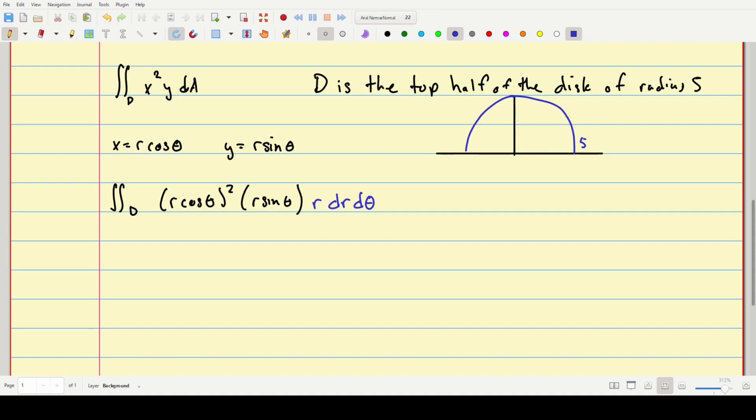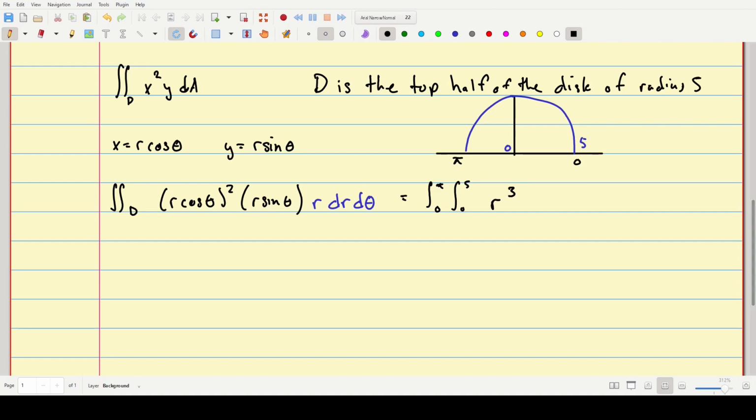Now, what we haven't done yet is figured out the limits of integration. In this case, it happens to be pretty easy. Our angle goes from 0 to pi. Right? Our radius goes from 0 to 5. Okay? So this gives us the equivalent of a rectangular integral for polar coordinates here.